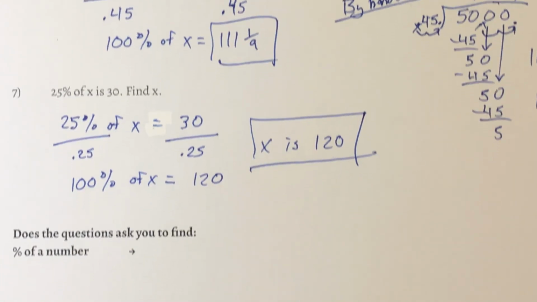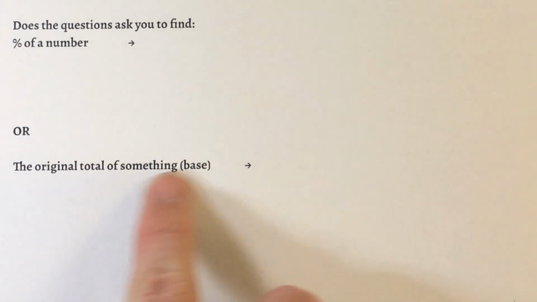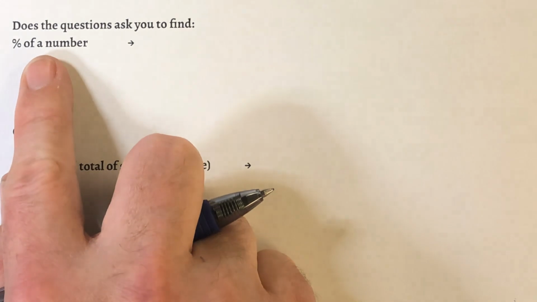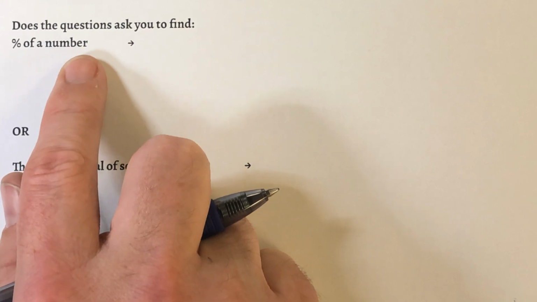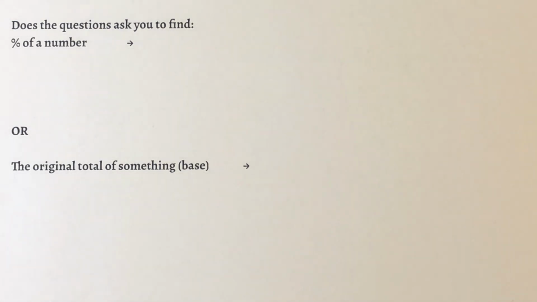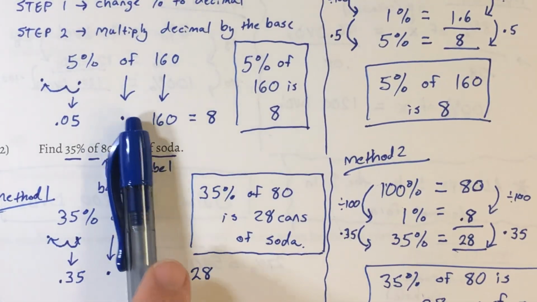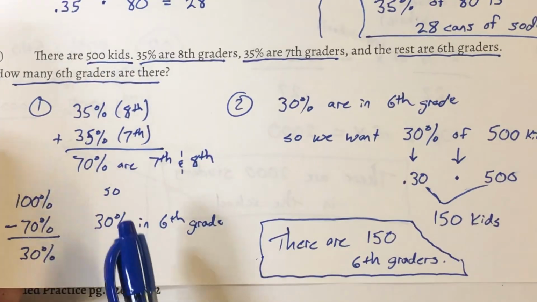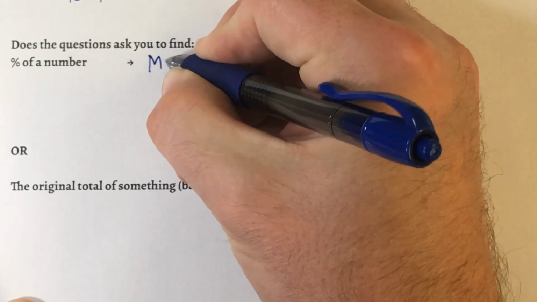Okay, to wrap this up, we've gone over 2 types of problems. Percents of numbers or find a base. So, what do you do when the question asks you to find a percent of a number? Well, if we look back at finding percents of numbers, we ultimately multiplied, assuming you did method 1. When you do method 2, you're going to be multiplying and dividing. No consistency. So we're referring to method 1. If you're finding a percent of a number, ultimately you're going to multiply.